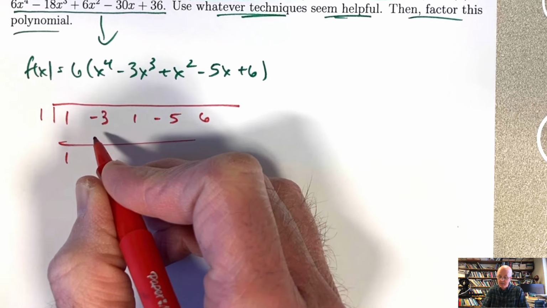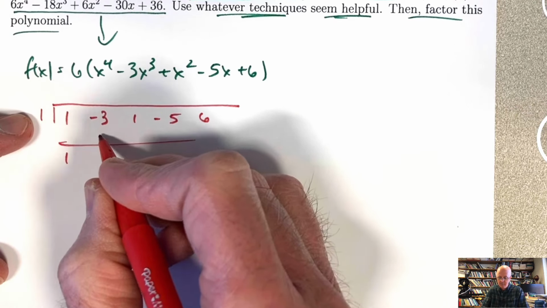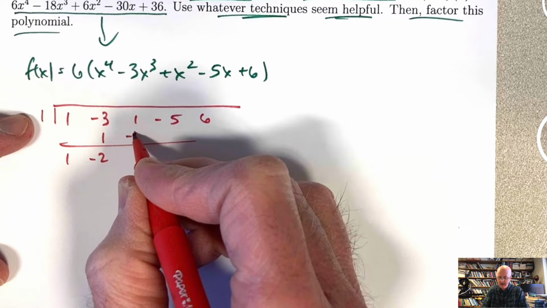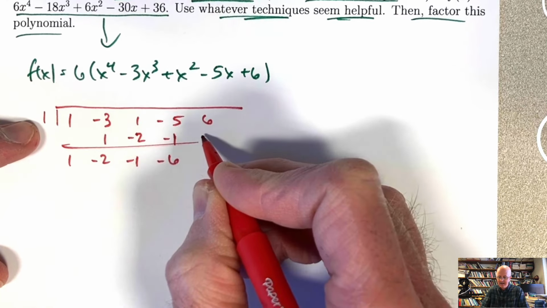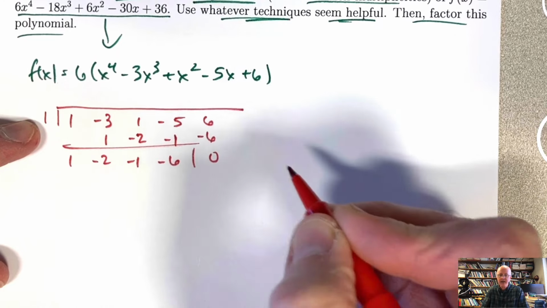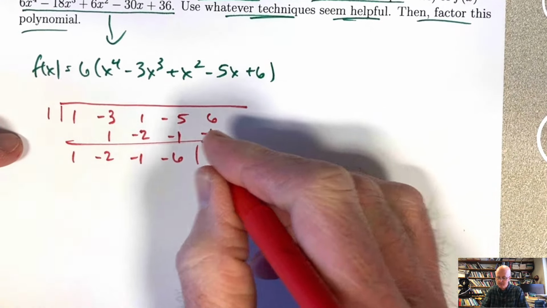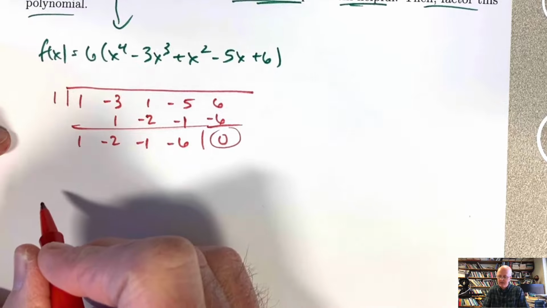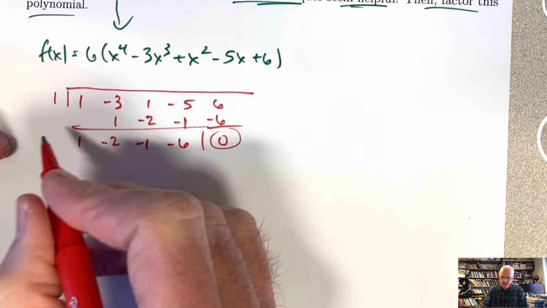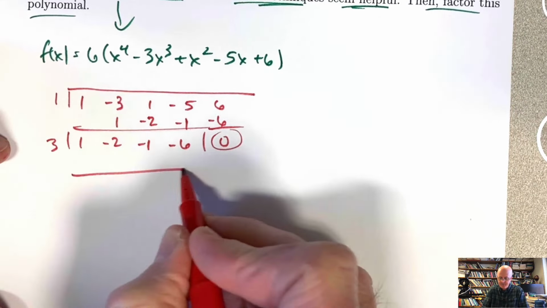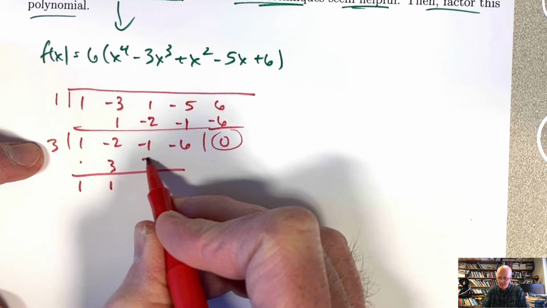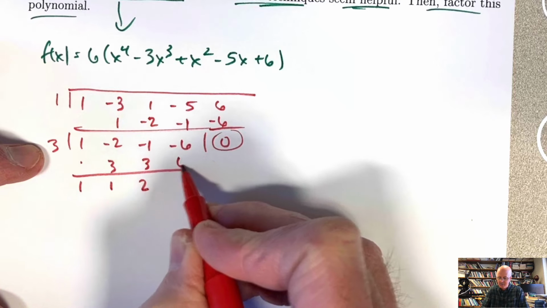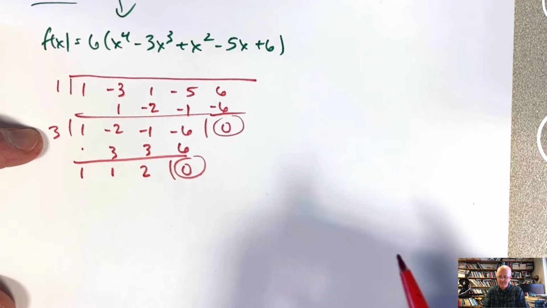One more time, or maybe a couple more times. 1, multiply, add, multiply, add, multiply, add, multiply, add. Yeah, I got a 0. Yay. We're always happy when that happens, when we think that's a root. So 1 is a root. I thought 3 might be a root as well. Let's try the 3. Bring down the 1, multiply, add, multiply, add, multiply, add. Yep, got a 0 again.